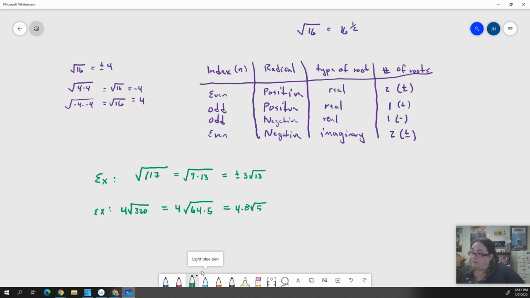Times the square root of 5. We can pull out the square root of 5. And we would have 32 radical 5.